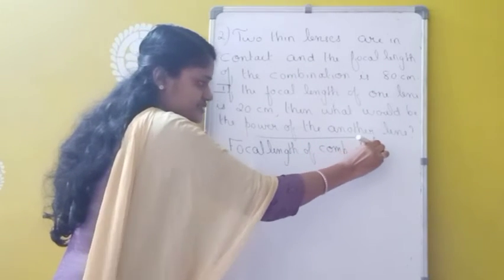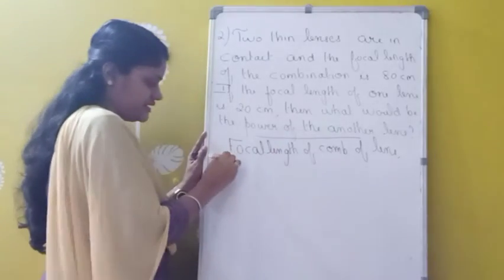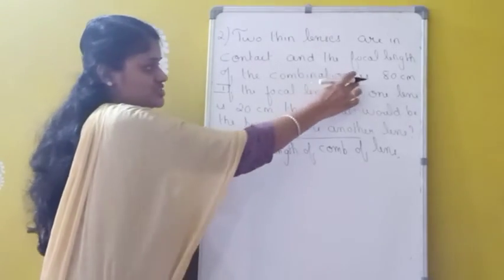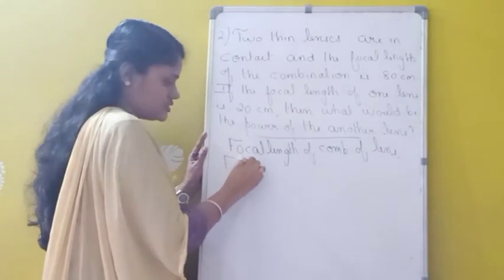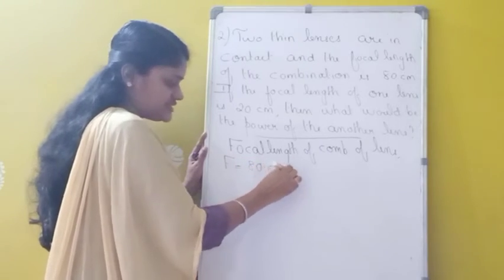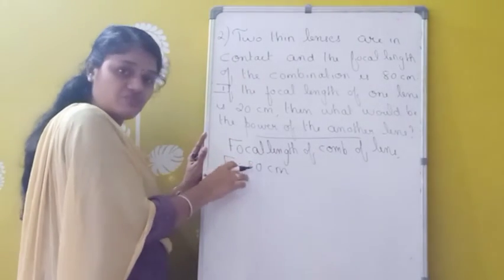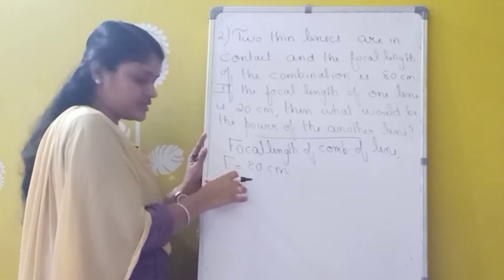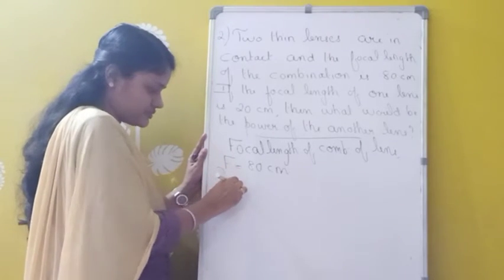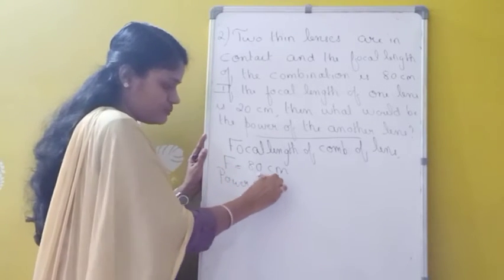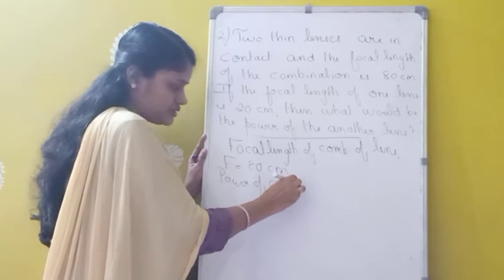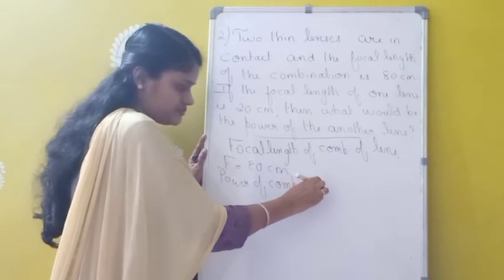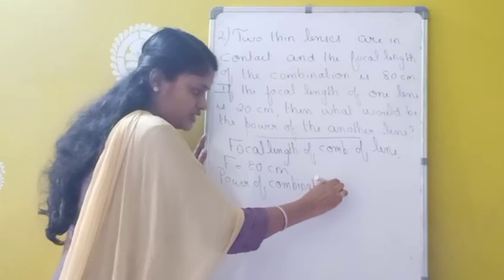Combination of lenses. I am taking capital F, that is equivalent to how much here? 80 centimeter. So we have combination focal length as 80 centimeter. So from this what we can find? Power of combination. Okay, so we can find the power of combination.